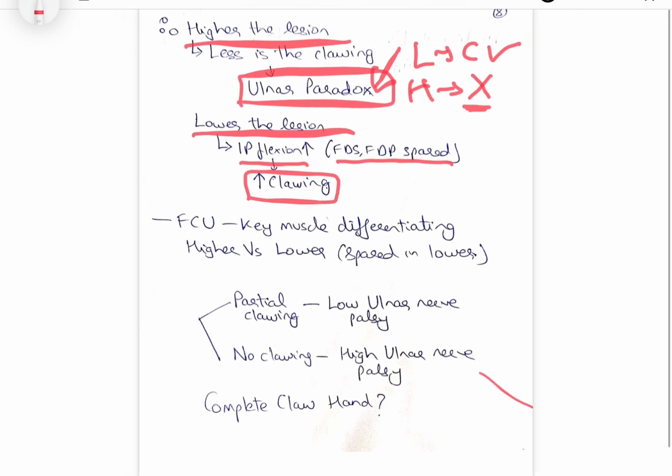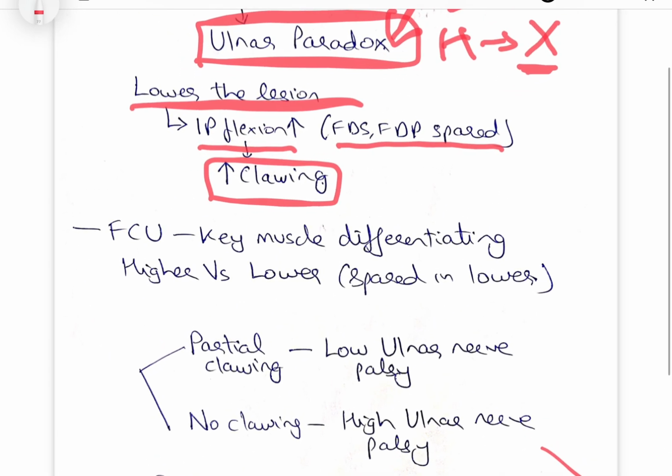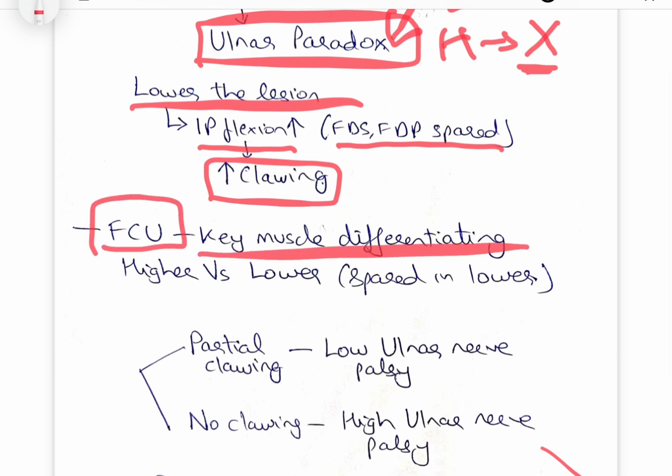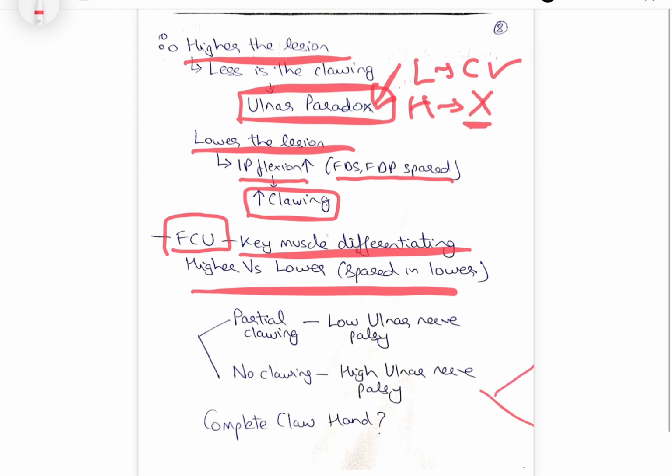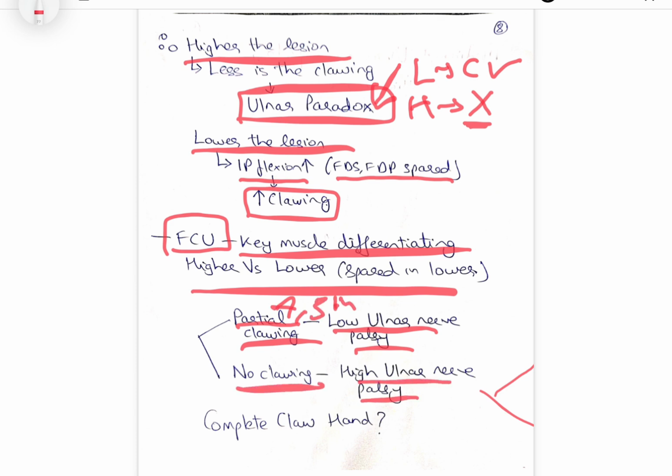And the most important part, we need to see the FCU, because it is the key muscle differentiating higher versus lower, because it is spared in the lower ulnar nerve palsy, as we can see in the anatomical diagram. Okay, so in low ulnar nerve palsy, I'll repeat, there is partial clawing at the fourth and fifth finger, while in high ulnar nerve palsy there is no clawing, giving the concept of paradox.